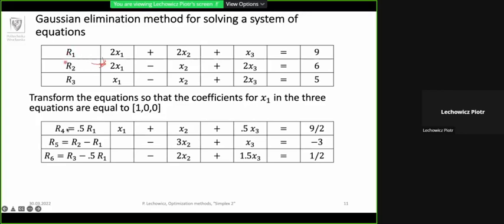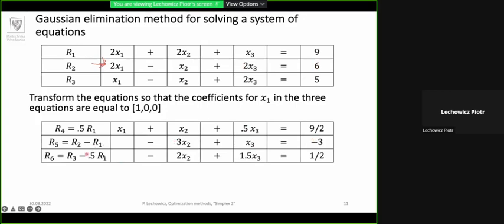2 from this equation, we need to subtract equation 1 from equation 2. So our new equation is equal to a subtraction of equation 2 from equation 1. So 2x1 minus 2x1 is 0. So here we have 0. x2 minus 2x2 is equal to minus 3x2. 2 minus 1 is 1. 6 minus 9 is minus 3.